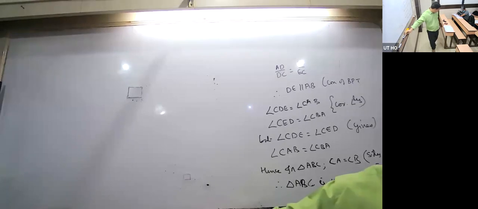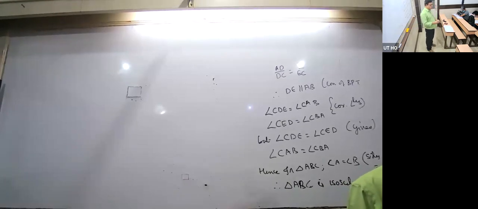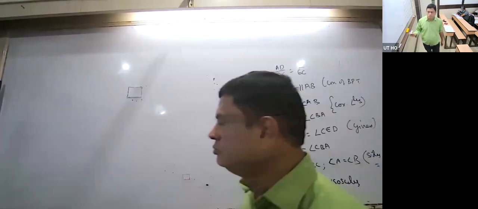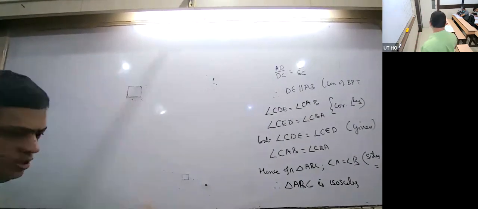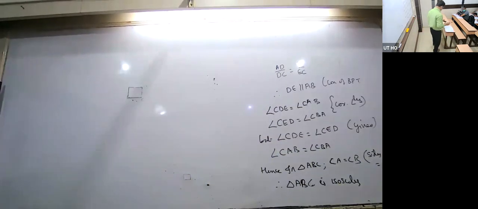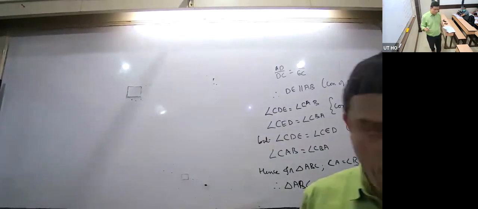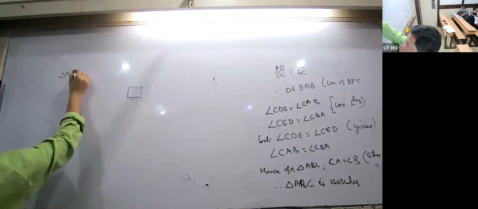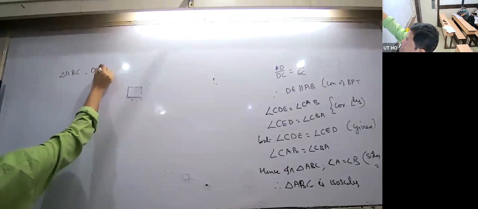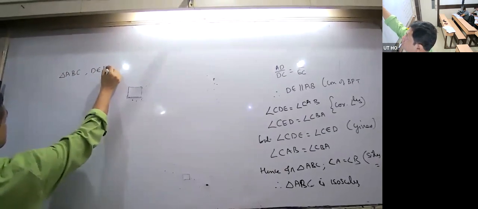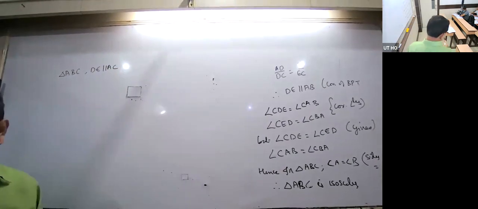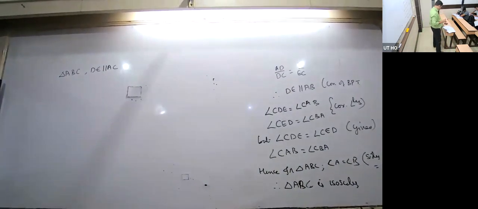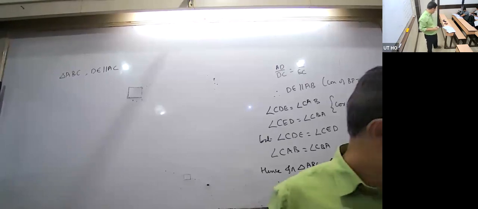Okay, so someone can you tell, DE parallel to AC. Which triangle do you have to take? Triangle ABC. What is parallel to what? DE is parallel to AC. So apply the basic proportionality theorem. Tell them. BE by BC equals BD by BA.